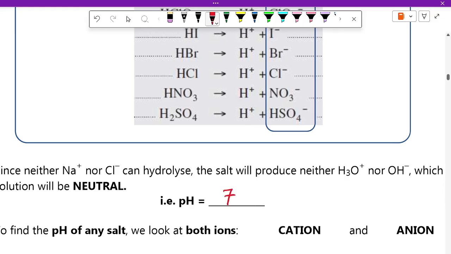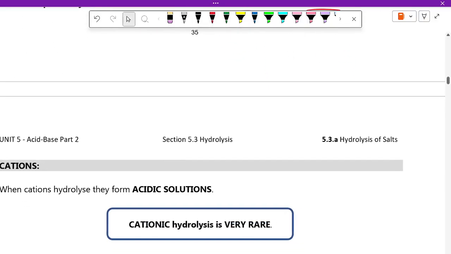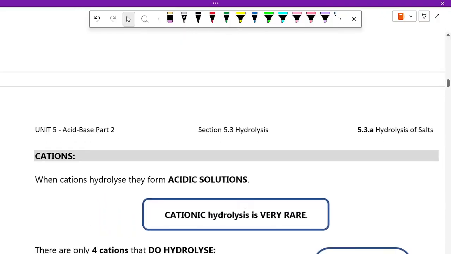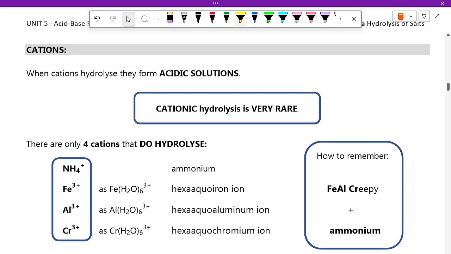Okay, excellent. To find the pH of any salt, we look at both ions, the cation and the anion. Now, when cations actually do hydrolyze, they always produce acidic solutions. Okay? There are only 4 cations that hydrolyze. So cationic hydrolysis always gives us an acidic solution. Only 4. We have ammonium and Phe creepy. Okay? Phe creepy plus ammonium.